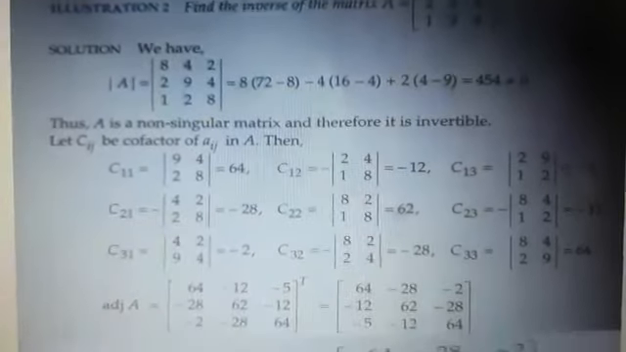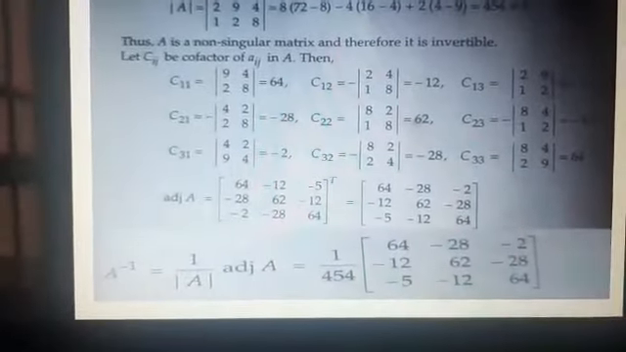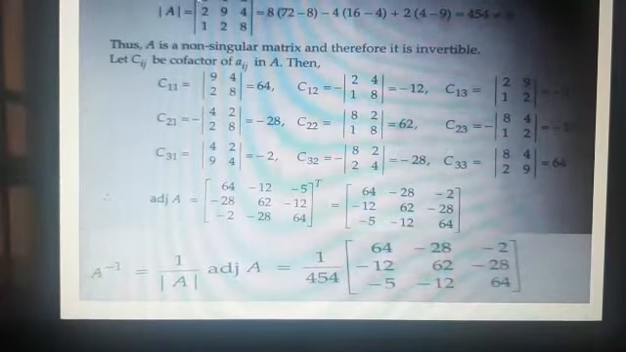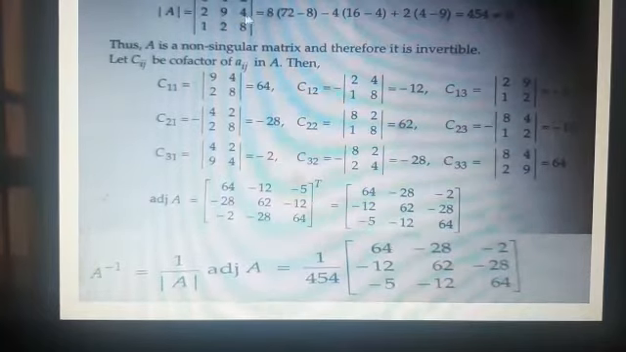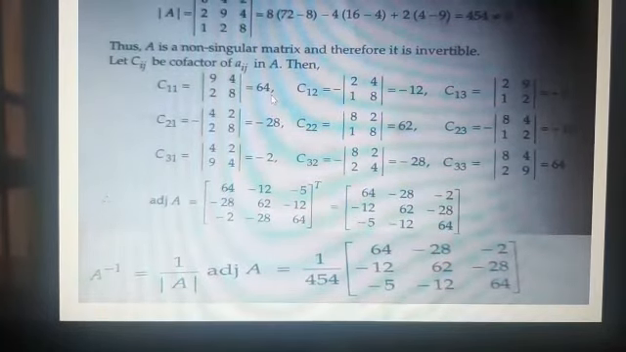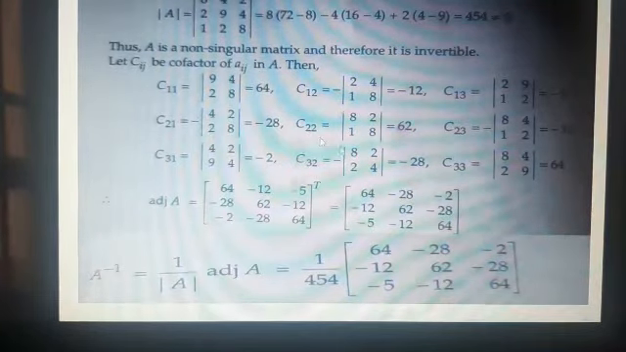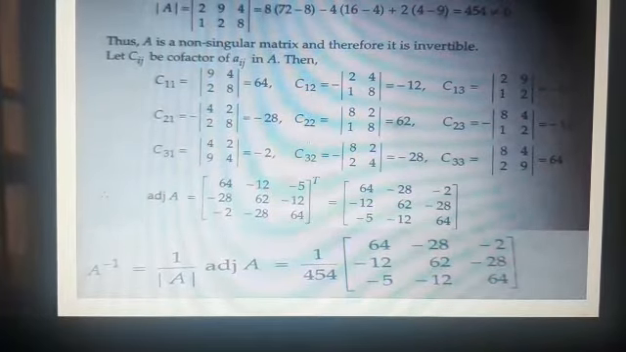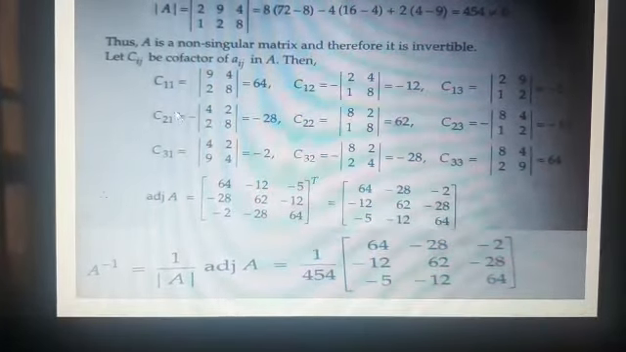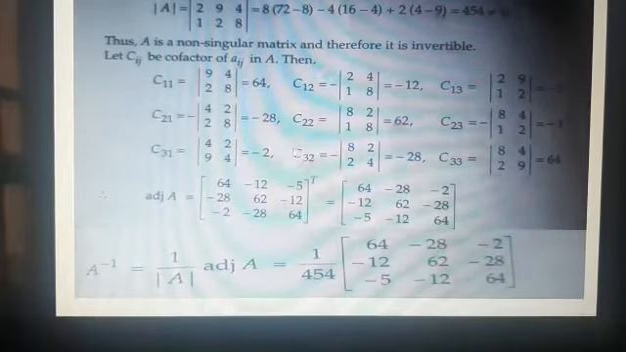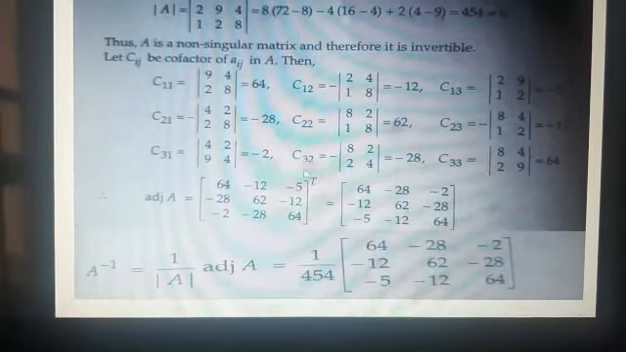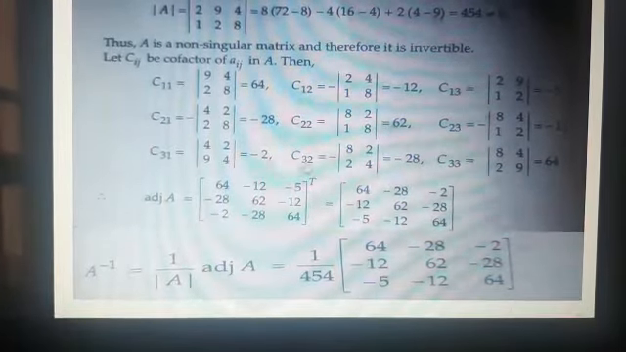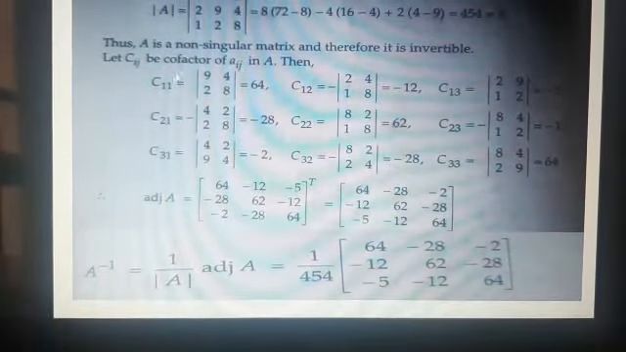To find the inverse, we will first find all the cofactors. Here we have found all the cofactors. C11, by removing the first row and first column, this determinant we have to solve: 72 minus 8, that is 64. Similarly, C12, C13, C21, C22, C23, C31, C32 and C33, we have to find all the cofactors. Remember to change the sign at these positions: C12, C21, C23 and C32. Here we have changed the sign because we know that where the sum is odd, 1 plus 2 is odd, 2 plus 1 odd, 2 plus 3 odd and 3 plus 2 is odd, we have to change the sign. So these are the cofactors.